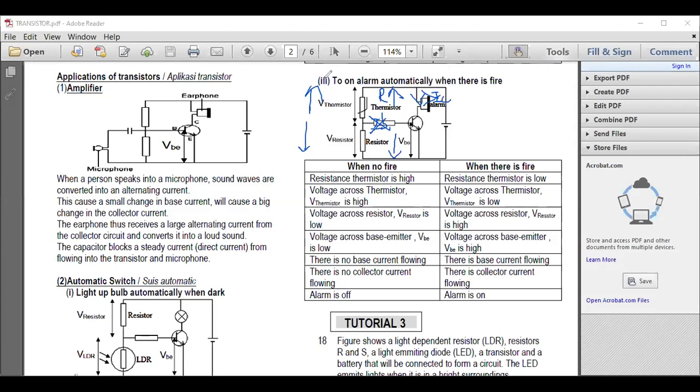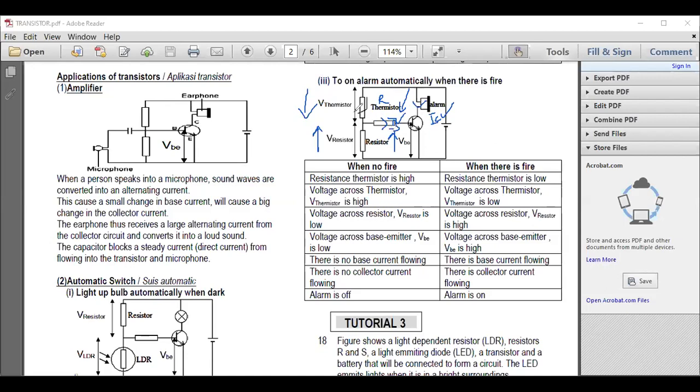Okay. Now, when there is fire, the resistance of the thermistor will drop because you give heat. So the voltage of the thermistor will drop, the voltage of the resistor will increase. So when this increases, the voltage of base will increase because they are parallel. So there'll be charges going to base. That means there'll be base current or IB, then there'll be collector current or IC. So that means your alarm will be switched on. Okay, the alarm will be triggered.